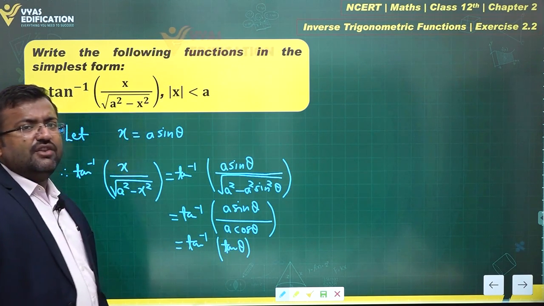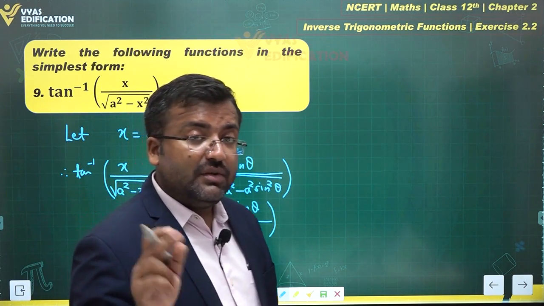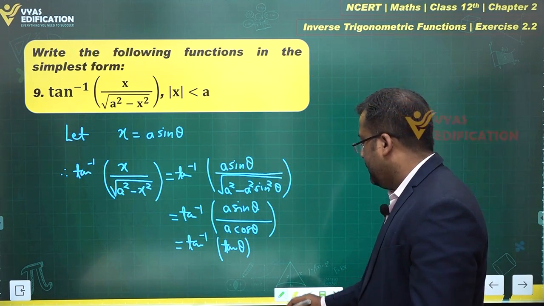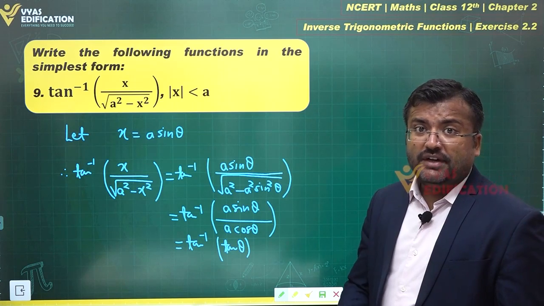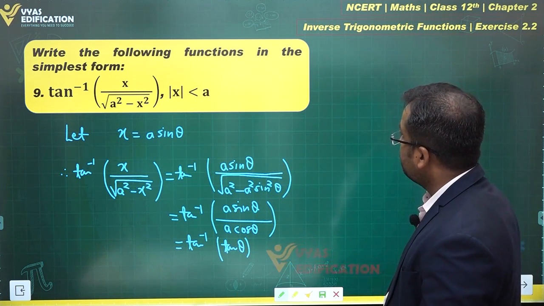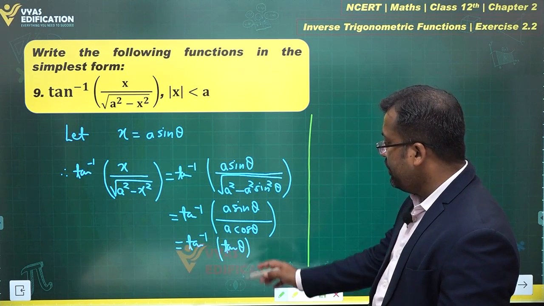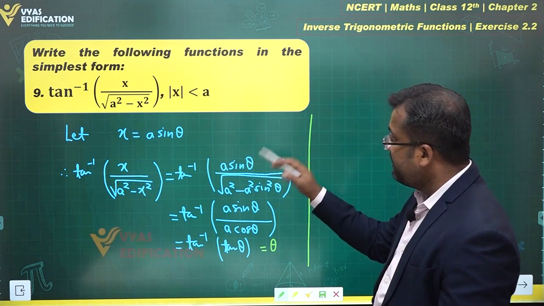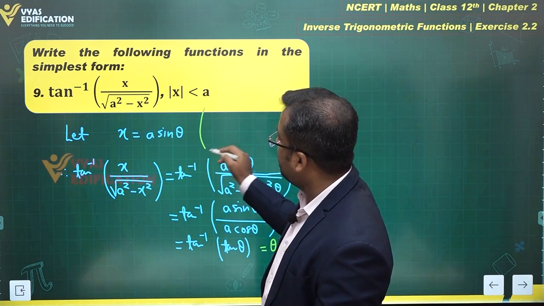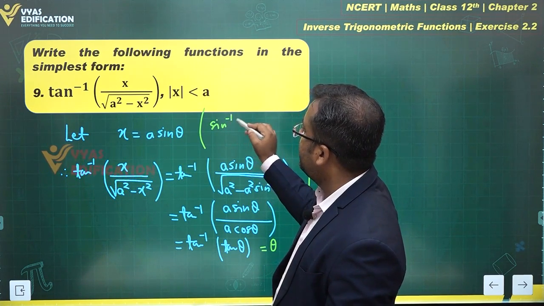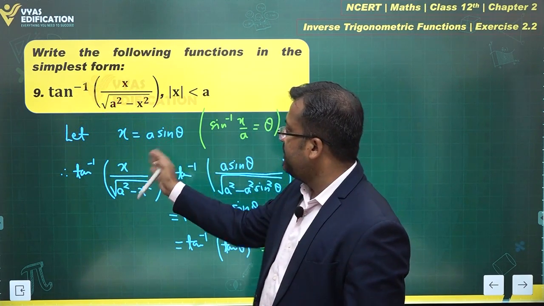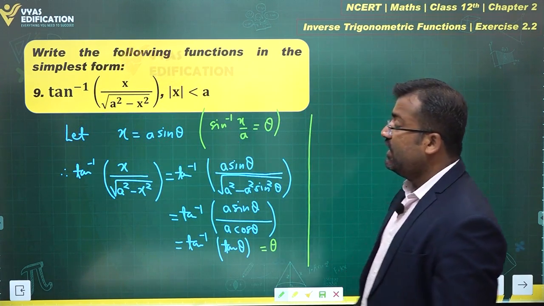And where does the value of theta lie? Depending on that, we'll be able to define tan inverse tan theta as theta or something else. Although the probability of this being something else is very less, since this is a question from the NCERT. So the output will be actually theta only, but let's check the values of theta first. We began with sine inverse x by a is equal to theta. This is what we began with.